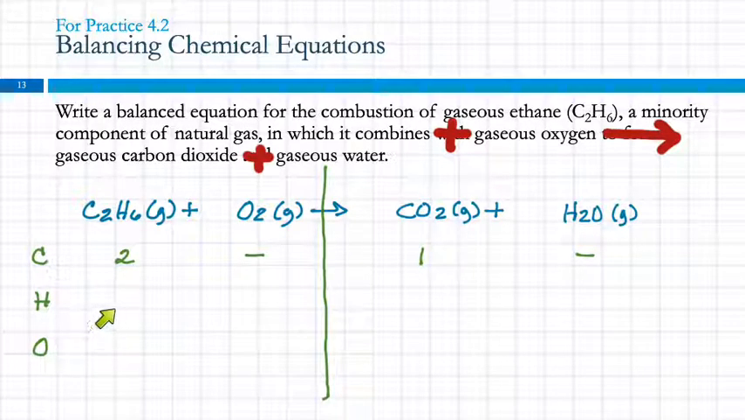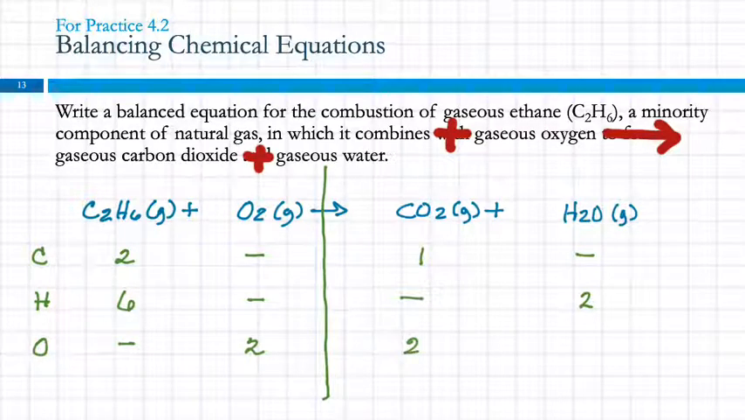So hydrogen, in this first compound, how many? 6. And in O2? None. CO2? No hydrogens. And over here on water, 2 hydrogens. And the oxygens, in the first one, there's no oxygens. Whoops, I was thinking O for oxygen. In O2, there were how many? 2. In CO2, there's 2. And in H2O, 1.